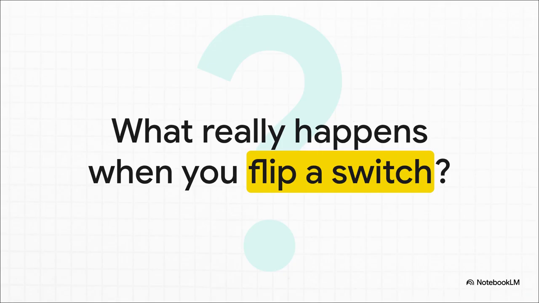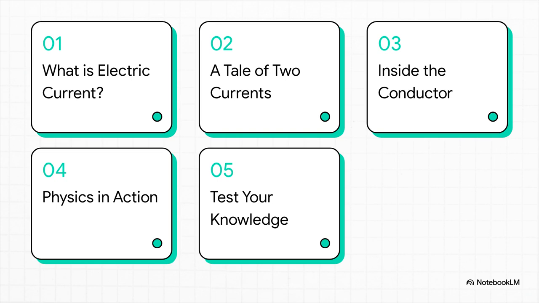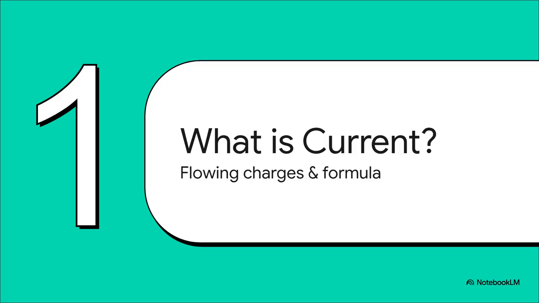Let's find out. So, here's our game plan for this explainer. We'll start with the basics. What is electric current? Then we'll get into a pretty fascinating historical mix-up called a tale of two currents. After that, we'll zoom way in to see what's happening inside the conductor, put our new knowledge to the test with some real physics problems, and finally, we'll do a quick check to see what you've learned. All right, let's kick things off at the very beginning.